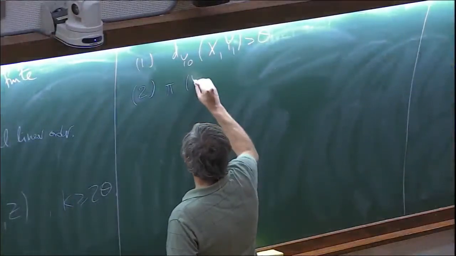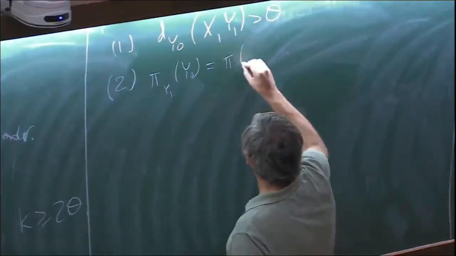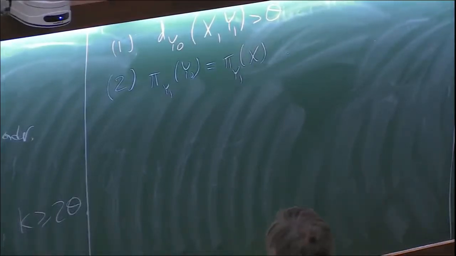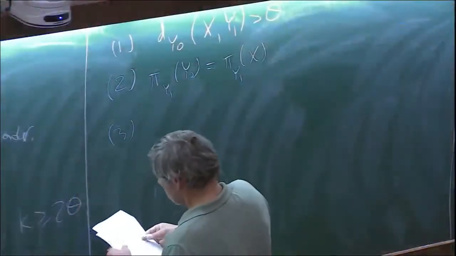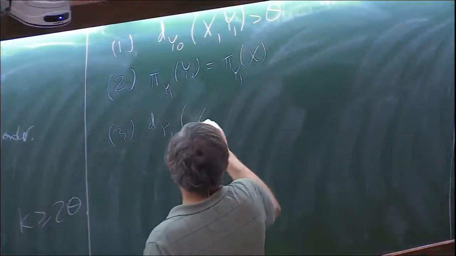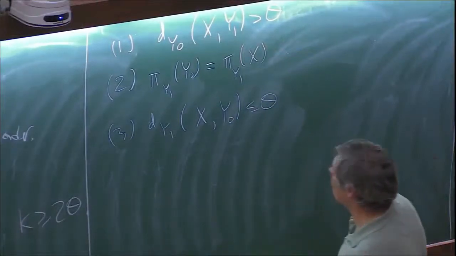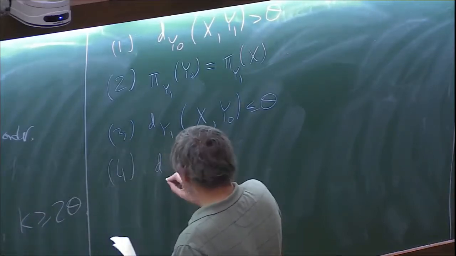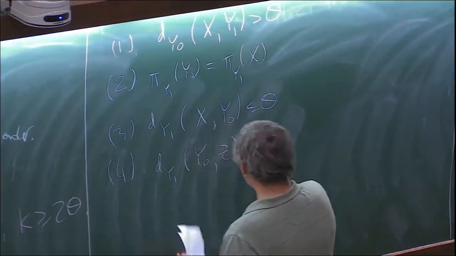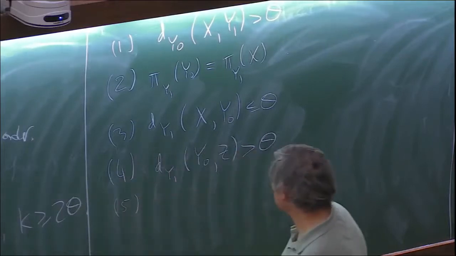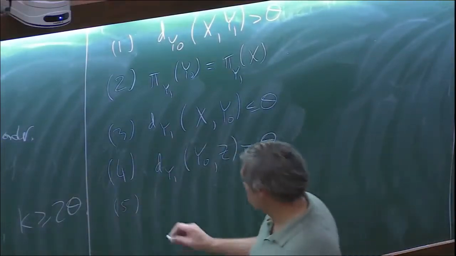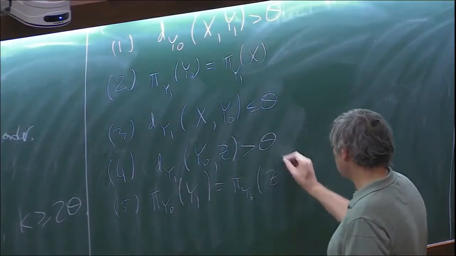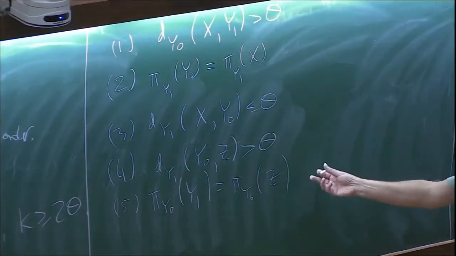Two is that if I project y0 to y1, this is the same as projecting x to y1. So that's saying that y1 is not between x and y0. Three, the distance in y1 between x and y0 is less than or equal to theta. Four, the distance in y1 between y0 and z is greater than theta. So that's again saying that y1 is between y0 and z. And then the projection of y1 to y0 is the same as the projection to y0 of z. So that's saying that y0 is not between y1 and z. They're on the same side, so they have the same projection.